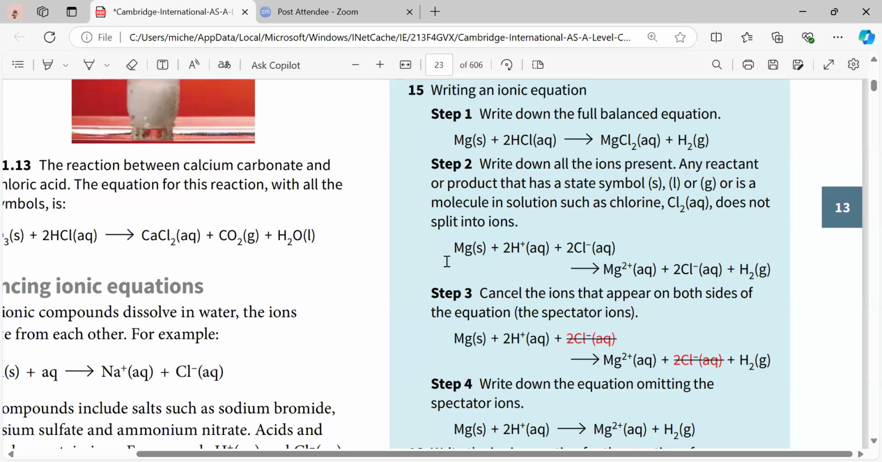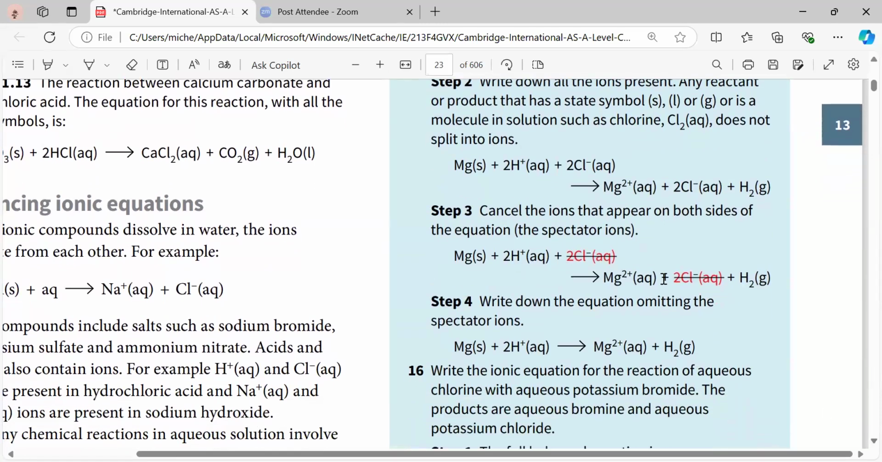So now the reaction will be something like this. Magnesium, 2H plus right here from hydrochloric acid, and then you have 2Cl minus right here. So now we have magnesium 2 plus. We can actually see it from the periodic table in case you forgot. Cl negative right here and H2.